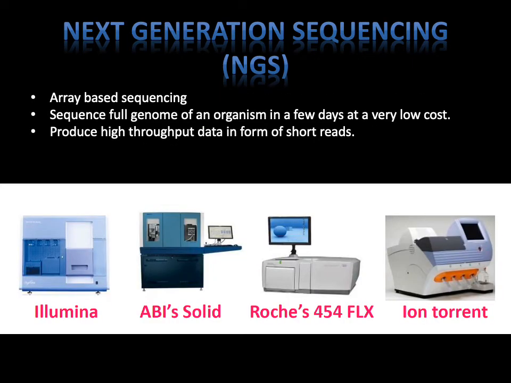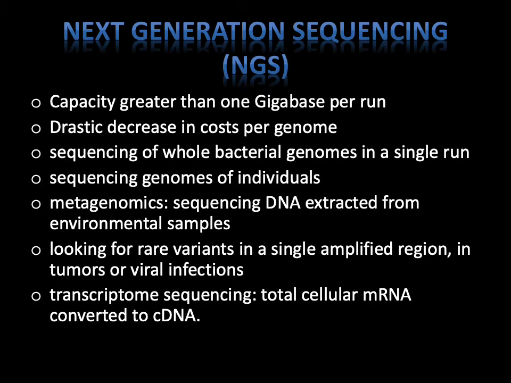Now we will look at next generation sequencing. It's an array-based sequencing. You can sequence the full genome of an organism in a few days at a very low cost, and we can produce high throughput data in the form of short reads. Now there are different systems available on the market. We've got the Illumina, the ABI SOLiD, the Roche 454 FLX, and the Ion Torrent. The capacity of next generation sequencing is greater than 1 gigabase per run, and there is a drastic decrease in costs per genome.